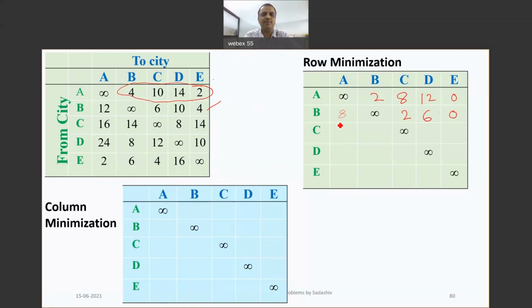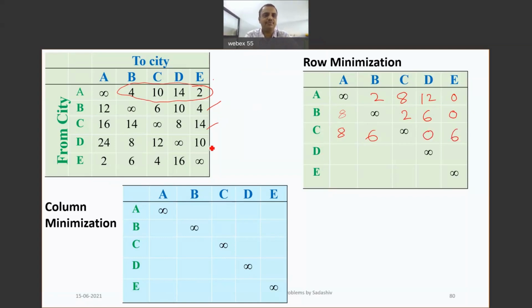Do not touch that infinity, because in infinity, if you subtract any number, it will again be infinity only. Infinity itself is a very big number. In a very big number, if you subtract 100 or 200 also, it will again be a big number only. In the third row, 8 is the minimum, so 8, 6, 0 and 6.